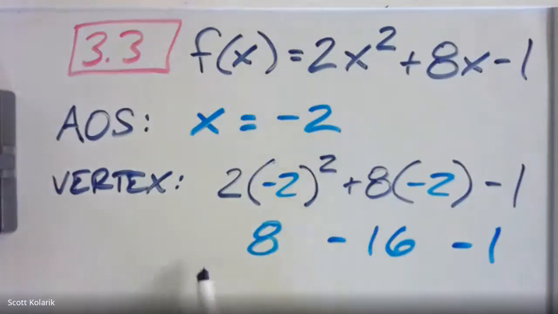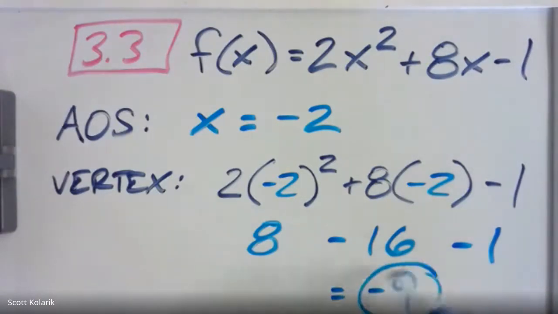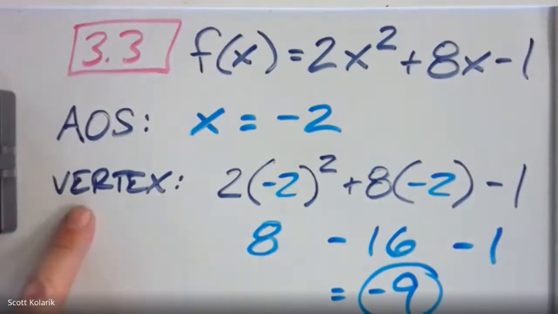Now I just have to do this arithmetic in order. 8 minus 16 is a negative 8. That negative 8 minus 1 gives me negative 9. Great. Well, what do I do with that? Again, what I originally had to identify was what is called the vertex. The vertex is an actual coordinate point. It's a location on a graph.